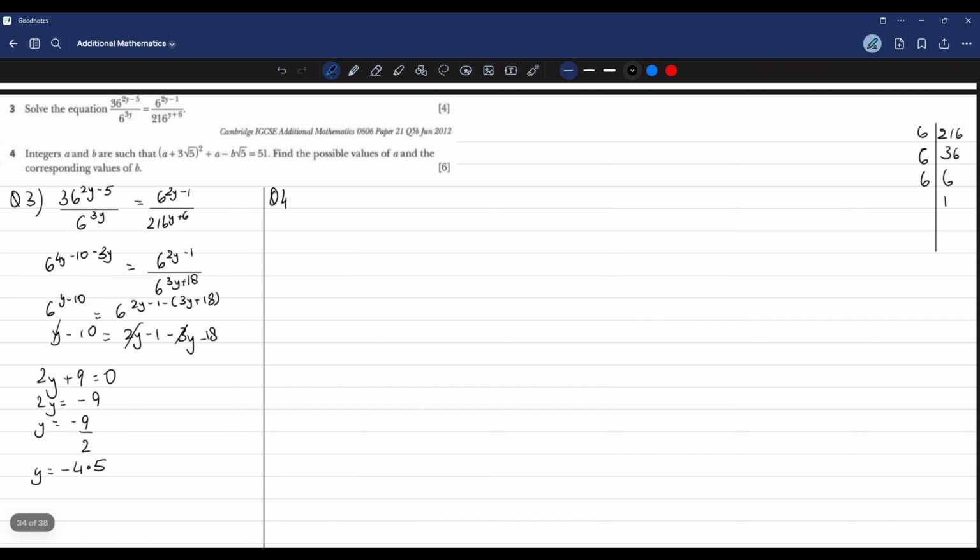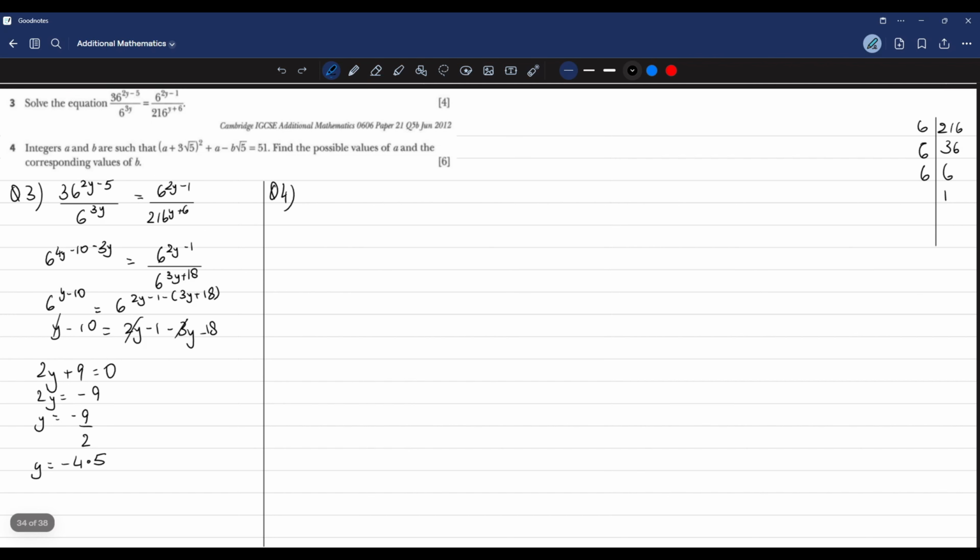Okay, for question number 4, we have integers a and b such that (a plus 3 root 5) whole squared plus (a minus b) root 5 equals 51. Find the possible values of a and the corresponding values of b. What we are going to do is first of all simplify this. (a plus 3 root 5) whole squared plus (a minus b) root 5 equals 51.